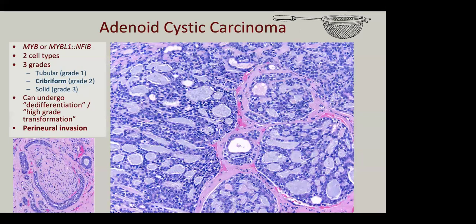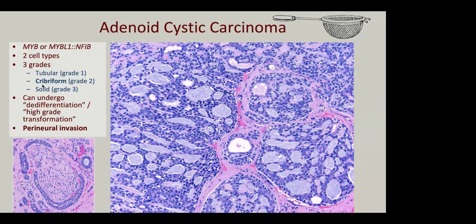Adenoid cystic carcinoma also has 2 cell types and 3 histologic grades that are generally based on how much percentage of tubules, as you can see here in the middle, how much percentage of cribriform, as you can see on the left and right, and how much percentage of completely solid growth. Perineural invasion is very, very common in these patients.